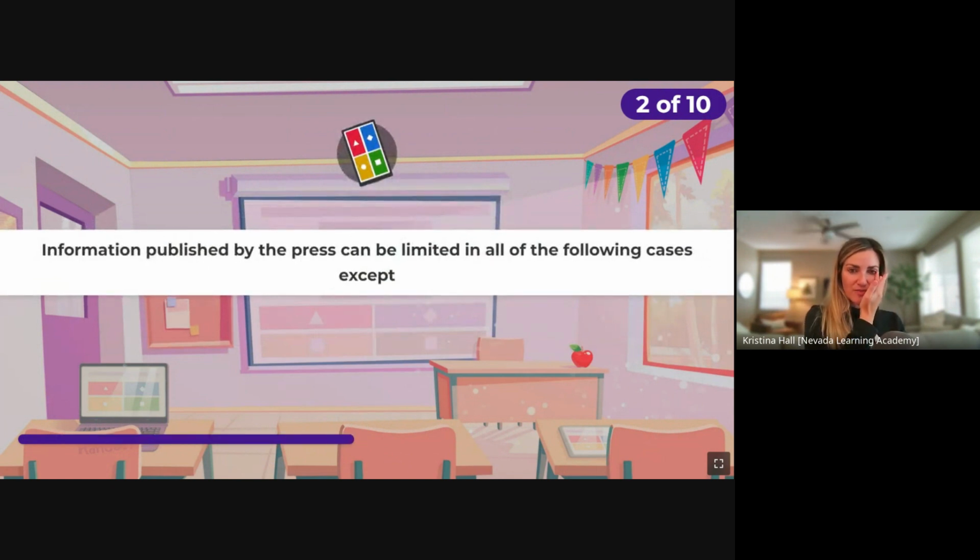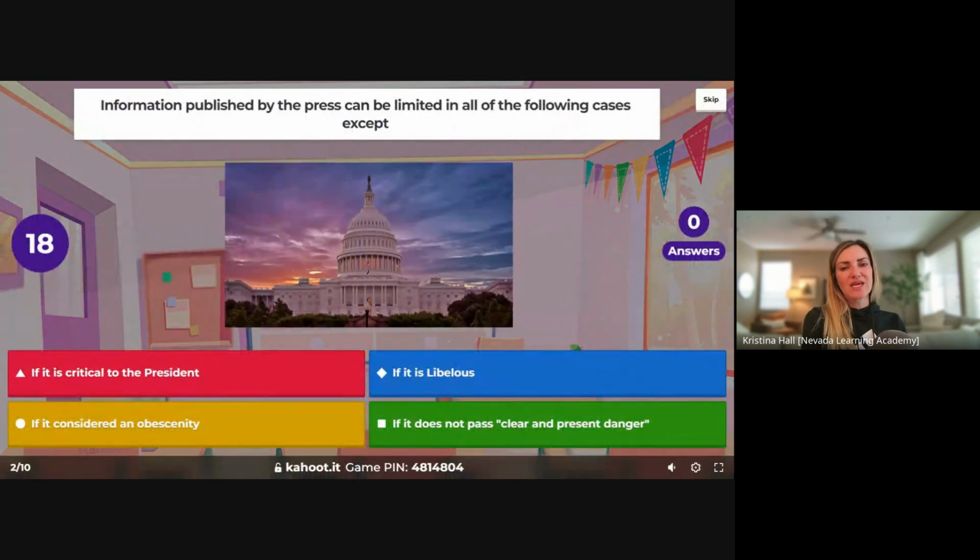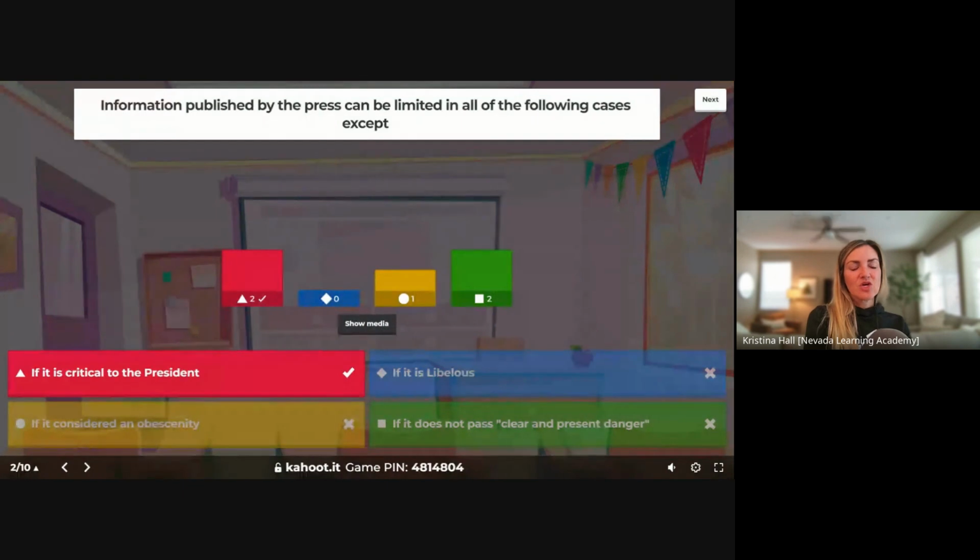Information published by the press can be limited in all the following cases except, okay? If it is critical of the president, if it is lascivious, if it is considered an obscenity, or if it does not pass the clear and present danger test. So, if it is critical of the president, okay?